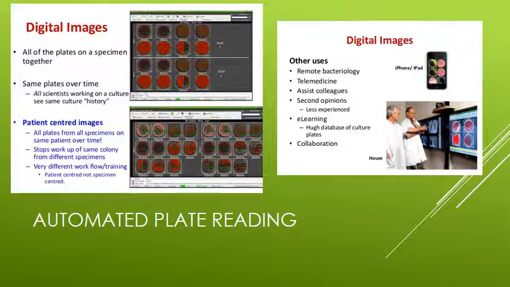So with automated plate reading, the computer scans every single plate in that culture at the same time. So if it's a sputum, it'll look at the blood, the MAC, and the chocolate all at once. If it's a urine, whatever your plates are for that particular culture type. And it'll keep an image of that. It'll keep a digital record, right? A digital picture of what grew on that.